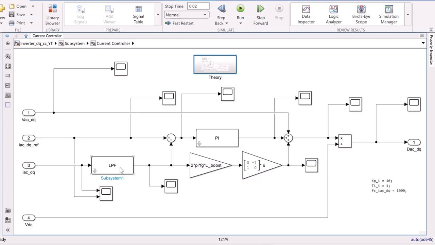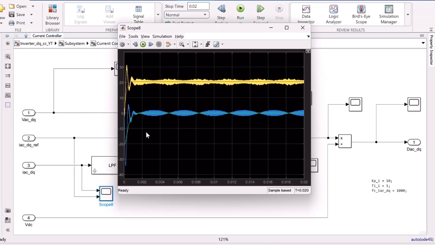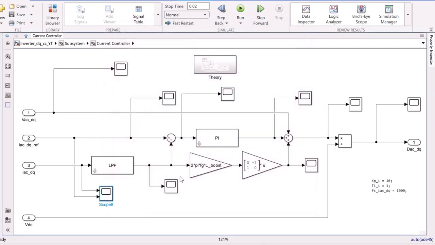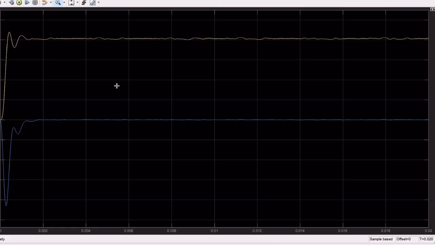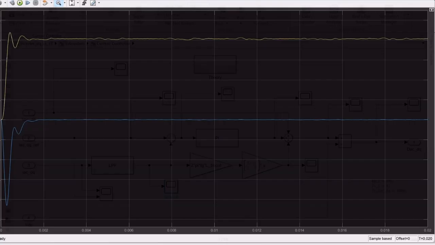So the reason why we have a filter here, a low-pass filter, is because the actual current has a lot of ripple. So you can see that the yellow one is ID, and the orange one is the reference value for ID. So after a filter, you can see that we get no ripple, basically.